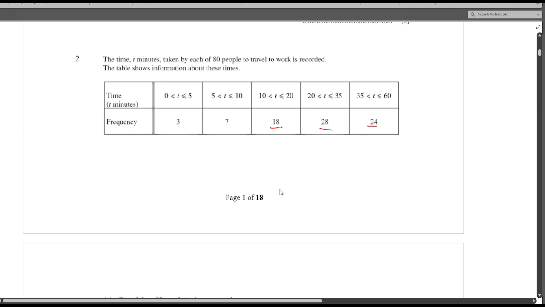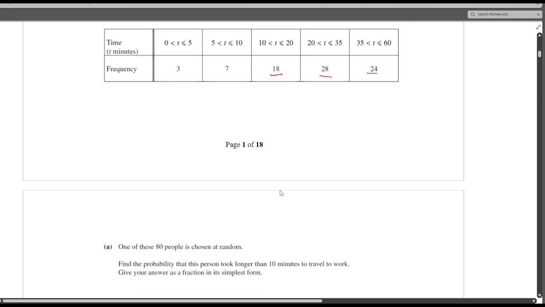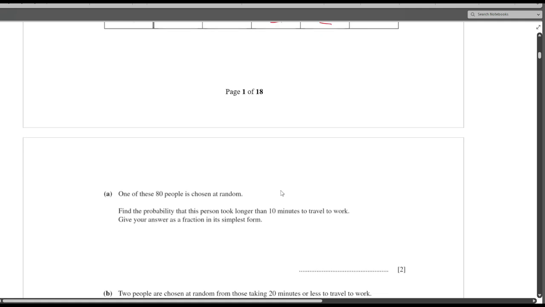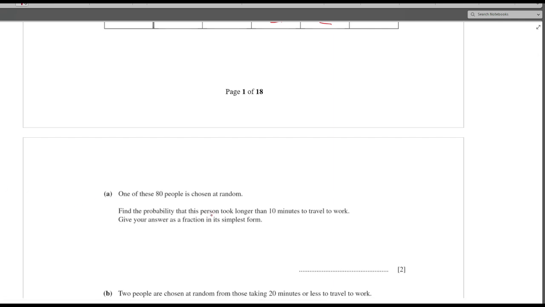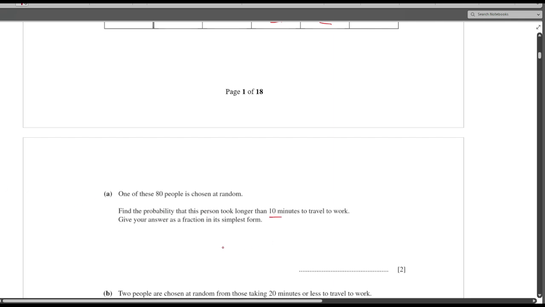Out of 80 people, 70 will take more than 10 minutes. So here the probability that the person took longer than 10 minutes will be 70 divided by 80, and in simple form it is 7 divided by 8. So here my answer will be 7 divided by 8.